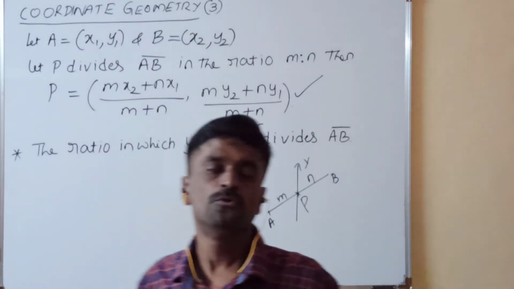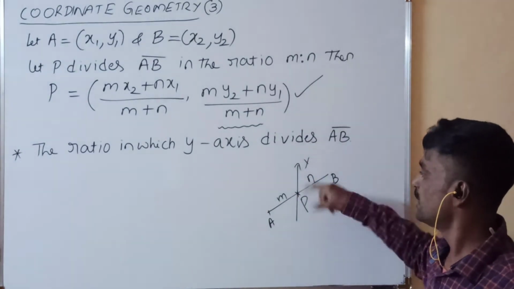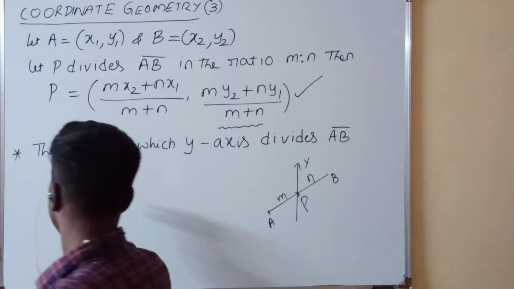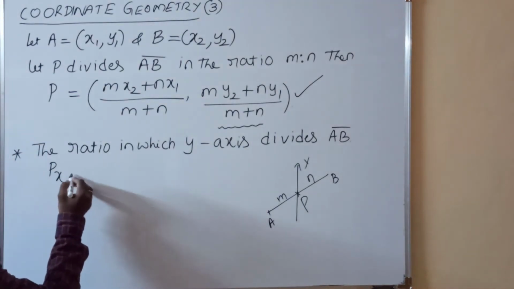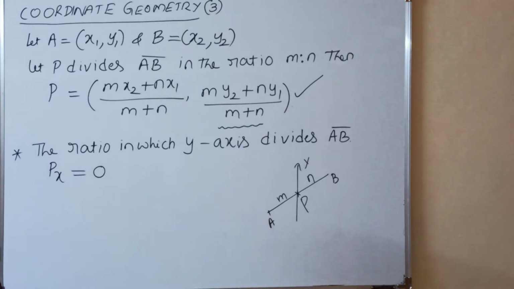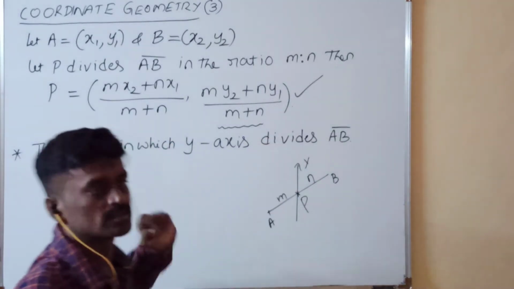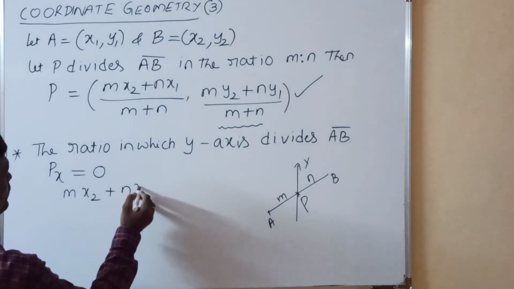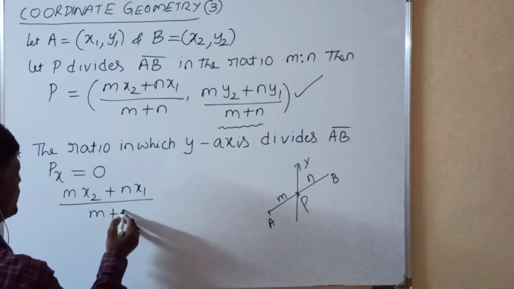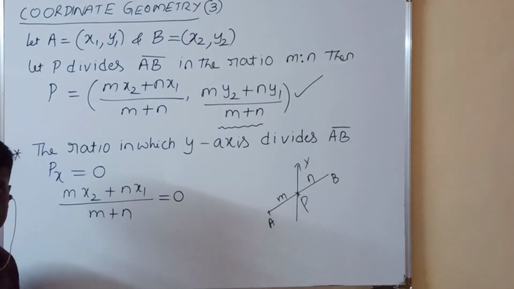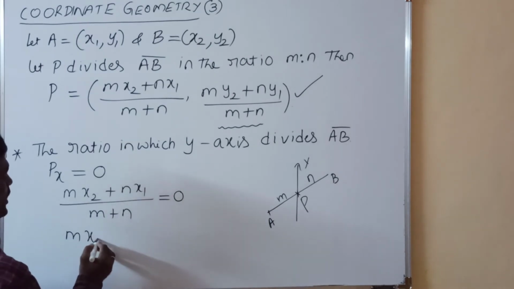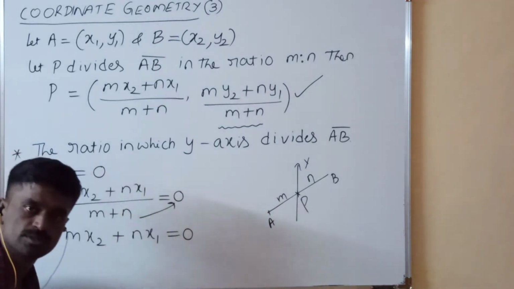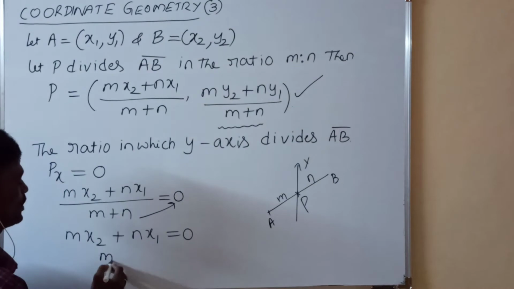So using this condition, we are going to find the ratio in which the y-axis divides the segment AB. Okay. So what is the condition here? X coordinate will be 0. The x coordinate of the point P will be 0, because P lies on what? Y-axis. Okay. So what is the x coordinate? (mx2 plus nx1) divided by (m plus n). It should be equal to what? 0. Cross multiply. What do you get?